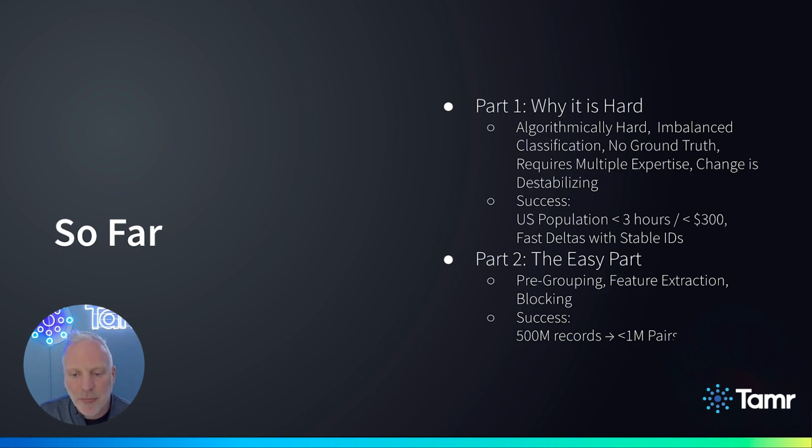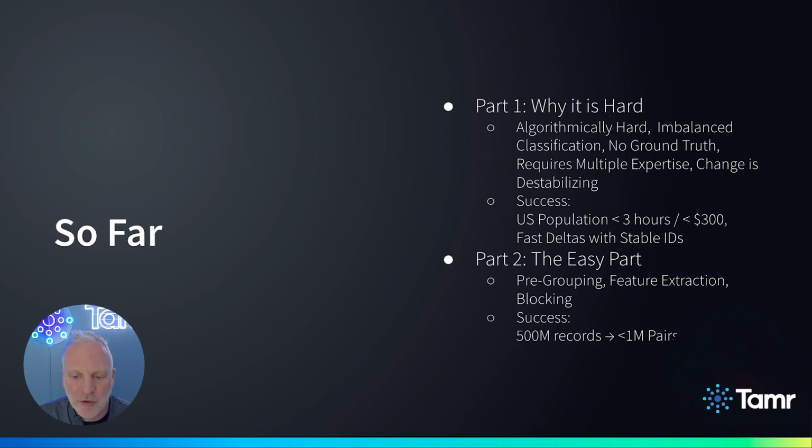We also looked at fast deltas, being able to process a 1% change in those 500 million records quickly and with stable IDs. In part 2, we looked at the easy part and making the easy part cheap. We looked at pre-grouping, feature extraction, and blocking as techniques to reduce the magnitude of problem that we need to apply machine learning to directly.